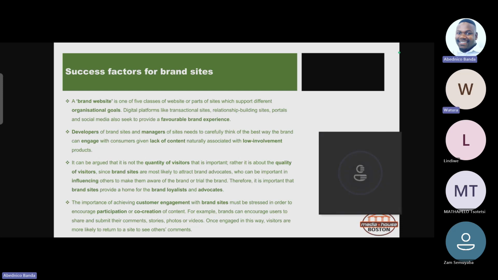Okay. The importance of achieving customer engagement must be stressed in order to encourage participation or co-creation of content. For example, brands can encourage users to share and submit their comments, stories, photos, or videos. Once engaged in this way, visitors are more likely to return to a site to see others' comments. Zem.